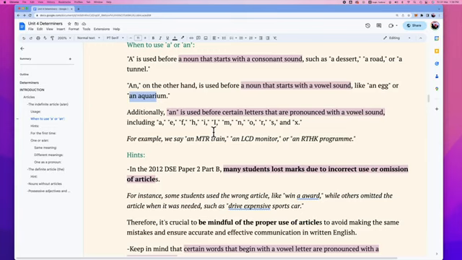In some cases, the word does not start with a vowel letter, but it starts with a vowel sound. We will still use an instead of a. For example, MTR starts with an "em" sound, so even though the letter M is not a vowel letter, we still use an. LCD. L starts with an "el" sound, so it's still an LCD model or an RTHK program. It's very important for DSE students to use the indefinite article properly. Wrong use of that will deduct marks. And there are some other hints available for those students.